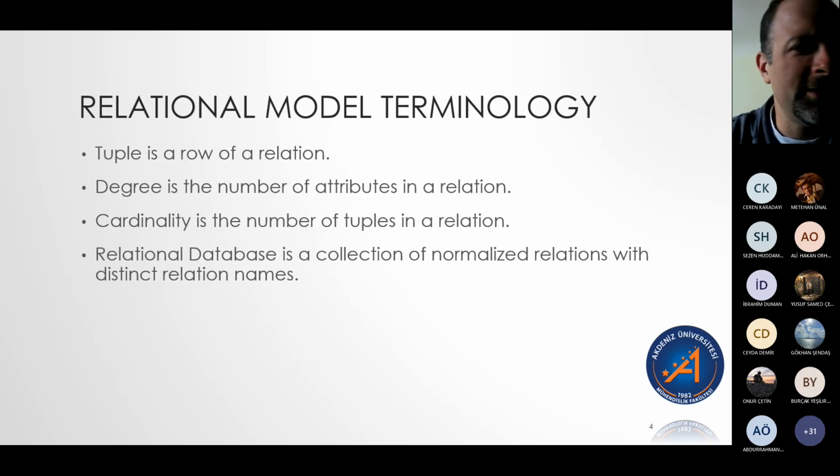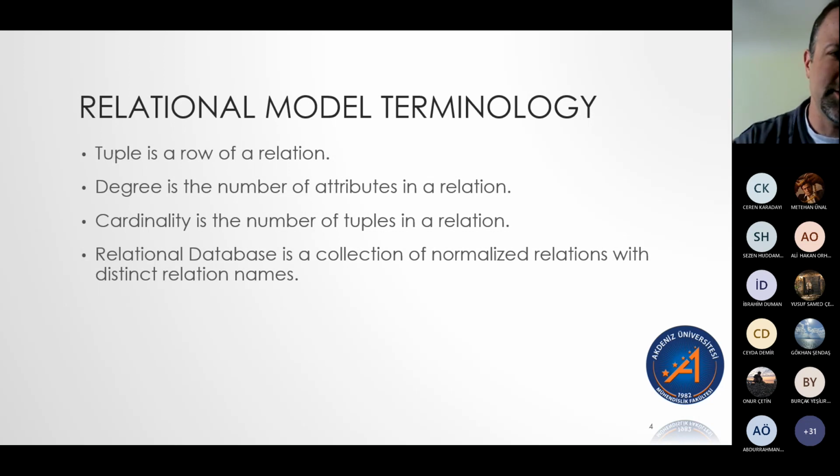A tuple is a way to say a row. I will call it a row most often, or a record is another term. We'll talk about the different terminology here. The degree is the number of attributes. Cardinality is how many rows a table or a relation has. A relational database is just a group of the tables, the relations, and each of those relations has a distinct name. So we can't have two relations with the same name. Again, the relation is very similar to a class. And just like we couldn't have multiple classes with the same name in Java, we cannot have two or more tables with the same name in a relational database.